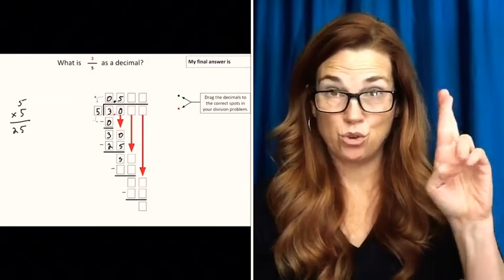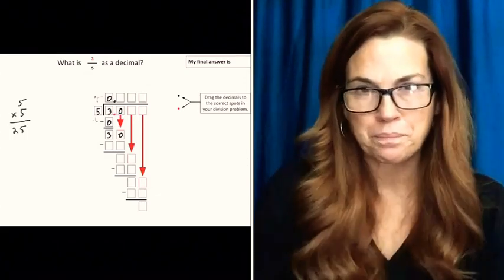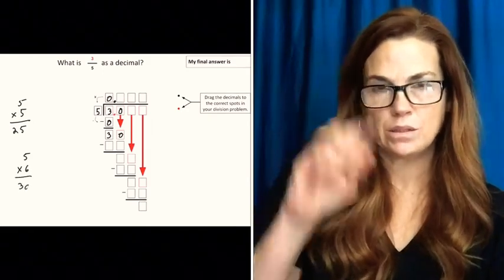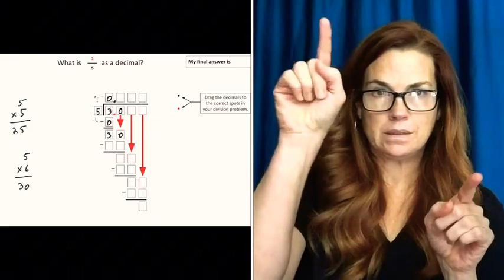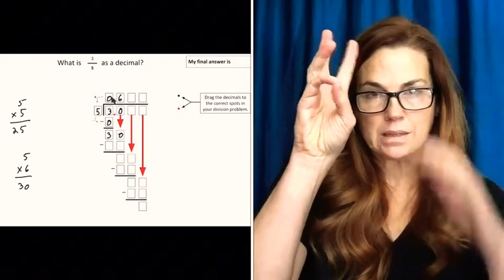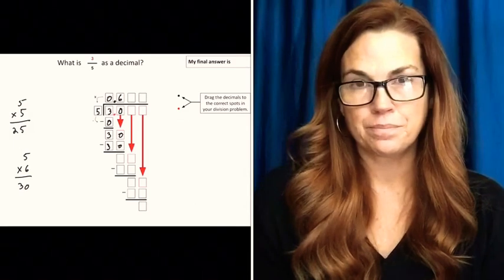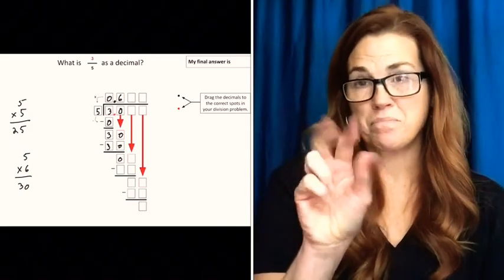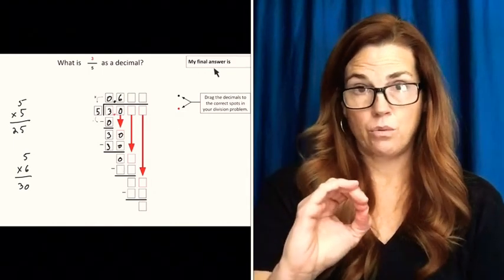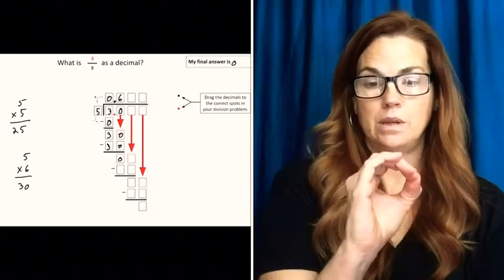Okay, so I'm going to undo all of this, and let's try 6. So I'm going to do 5 times 6, and 5 times 6 is 30. Okay, so I'm going to plug in 6 up here, and now I'm going to do 6 times 5 gives me 30. 30 minus 30 is 0. Once I have a remainder of 0, I can stop dividing. Okay, so my final answer is 0.6, or 6/10. So I'll put 0.6 up here.